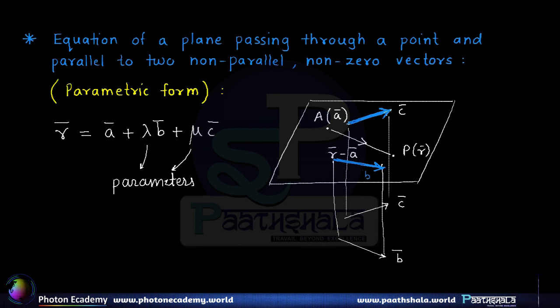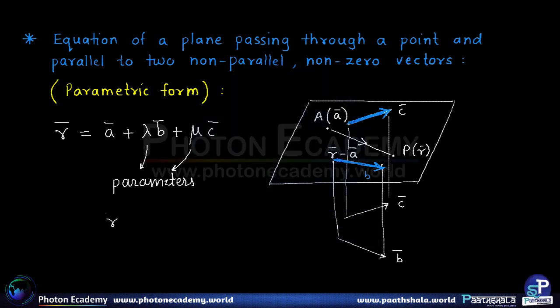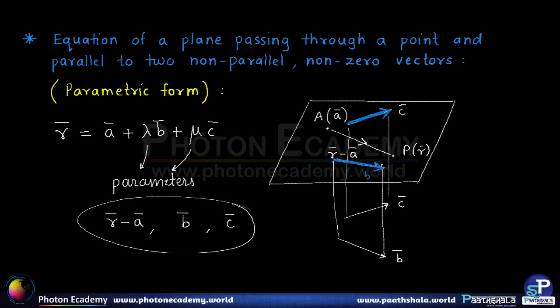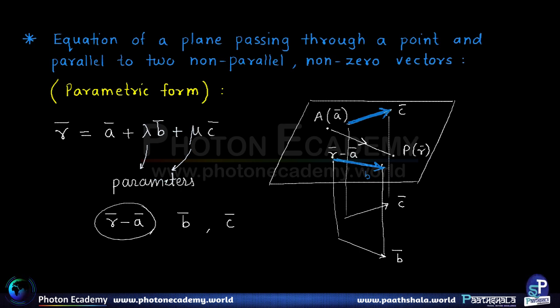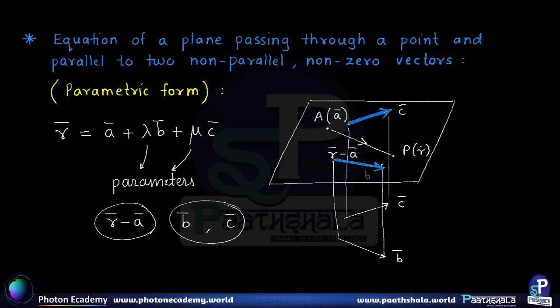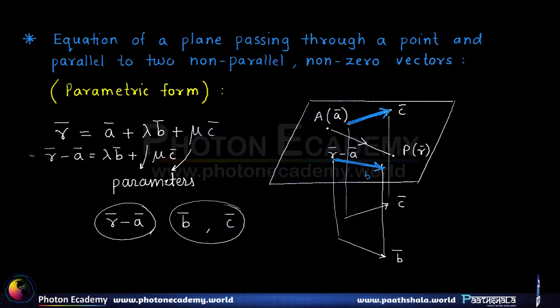So now you see that clearly the three vectors R bar minus A bar, B bar and C bar, they all lie in the same plane, that is, they are coplanar. And if that is the case, then one vector can be written as the linear combination of the remaining two. Okay, so therefore we can write R bar minus A bar is equal to lambda times B bar plus mu times C bar. Okay, and from that only we get the parametric form of equation of the plane.